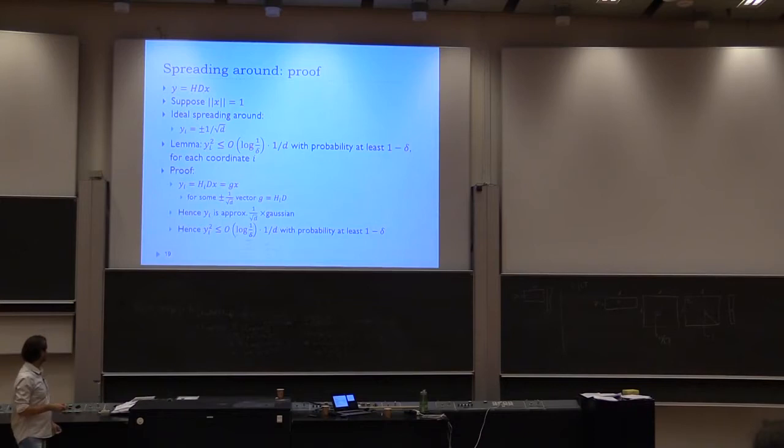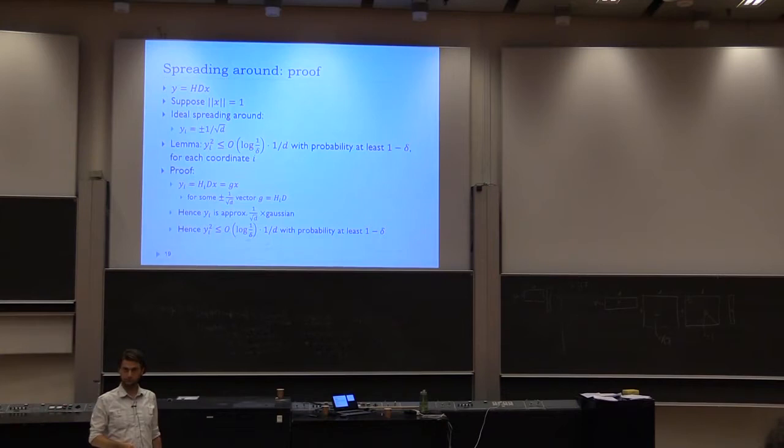But okay, assuming that yi is really distributed as 1 over root d times a Gaussian, then Gaussians are very well concentrated. So yi squared will be at most 1 over d, the normalization constant, times order log 1 over delta, with probability at least 1 minus delta. This follows just from the probability distribution function of the Gaussian variable. Okay? So this proves the lemma. This proves the spreading around part: after multiplying by these two matrices, yi will be roughly spread around.